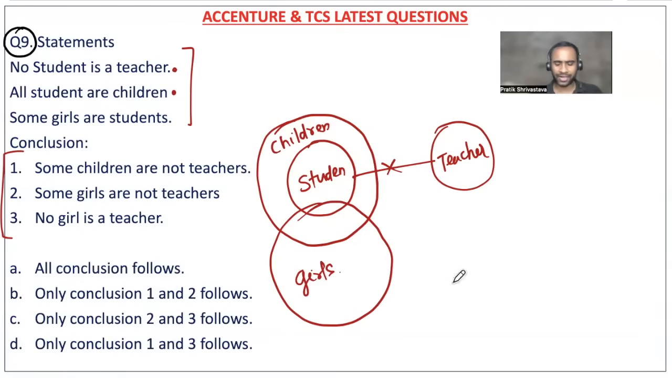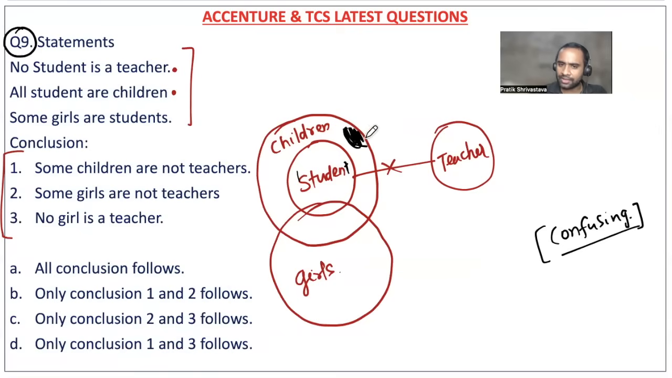Friends, please try to understand. This might be a little confusing for you, but I have already done so many videos on that. When you say all students are children, then you can say some children are students. So there is some part of children which is a student, and they are clearly telling that no student is a teacher. So that means the part of children which is a student is not a teacher. So this follows.